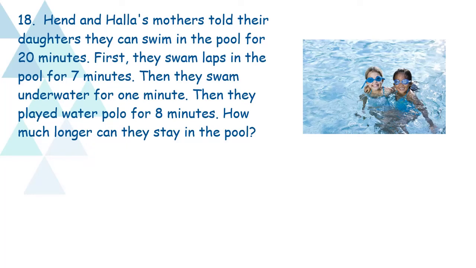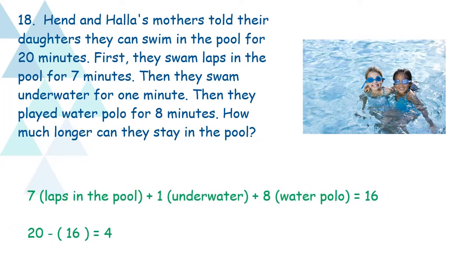Now, the amount of time that they were allowed to play in the swimming pool was 20 minutes. So I will take away the 7 minutes that they swam laps in the pool, 1 minute for underwater, and 8 minutes for water polo. So what is 7 plus 1 plus 8? That's 16. Let's take away 16 from 20. 20 minus 16 is 4. So the longer time they can stay in the pool turned out to be just 4 minutes.